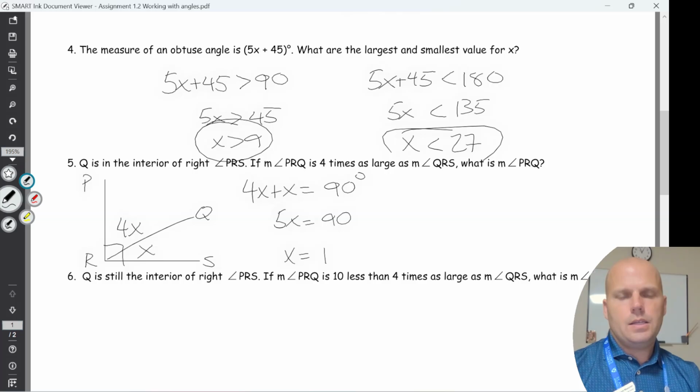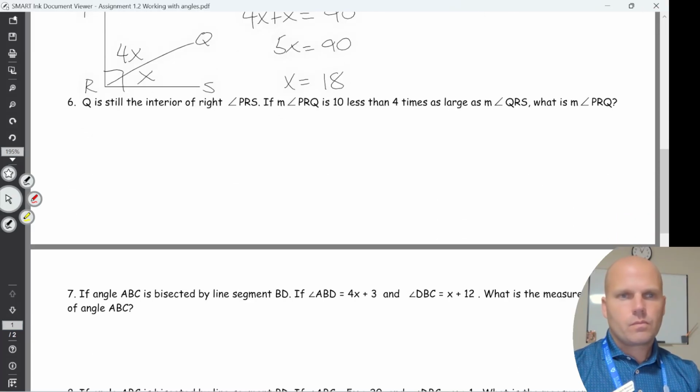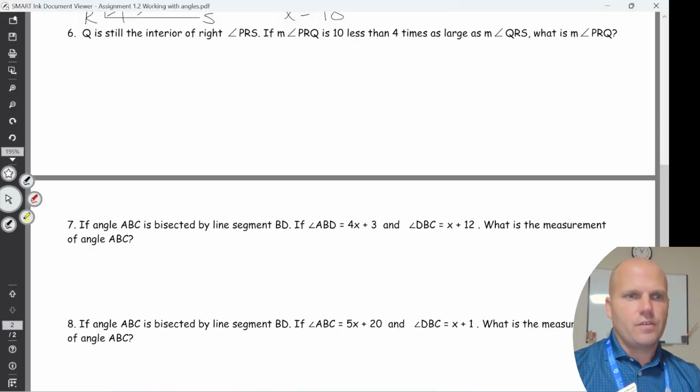18. Right, because 5 goes into 9 once, 40 left, 8 times 5 is 40. Q is still in the interior of angle PRS, and angle PRS is still 90 degrees.